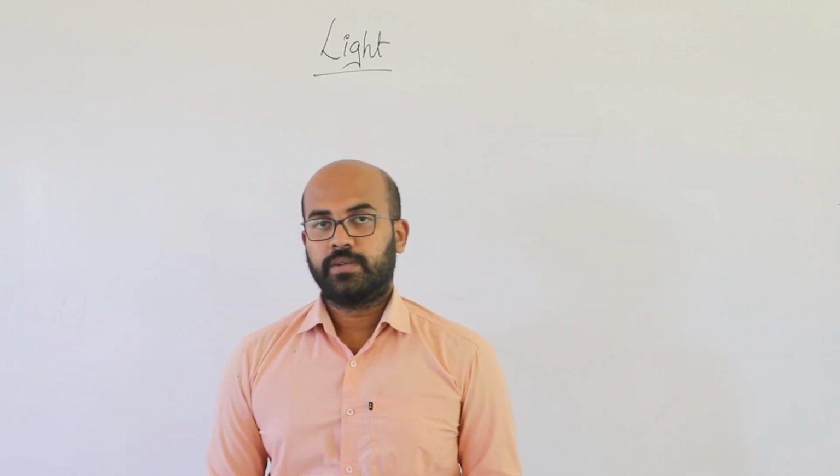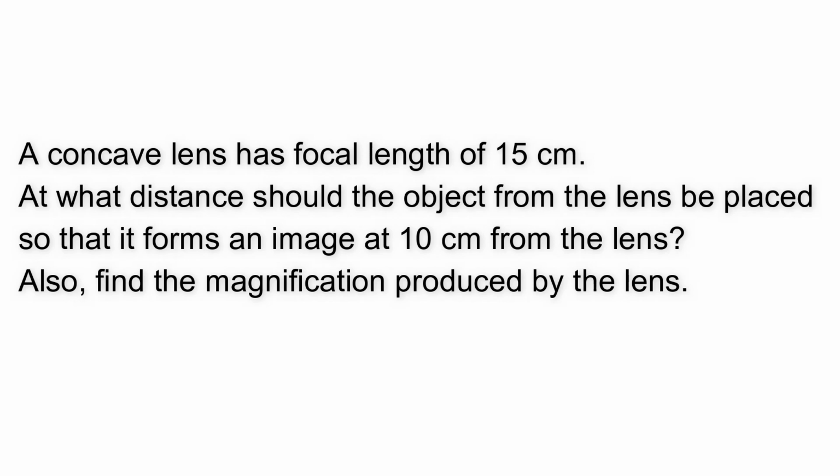Moving on to the first question. A concave lens has a focal length of 15 cm. At what distance should the object from the lens be placed so that it forms an image at 10 cm from the lens? Also find the magnification produced by the lens.